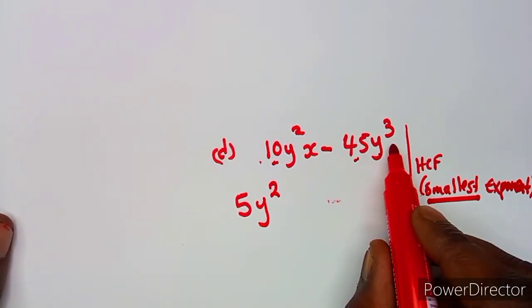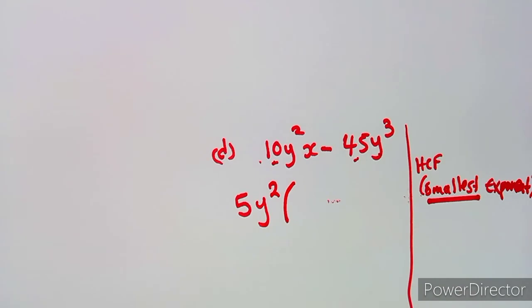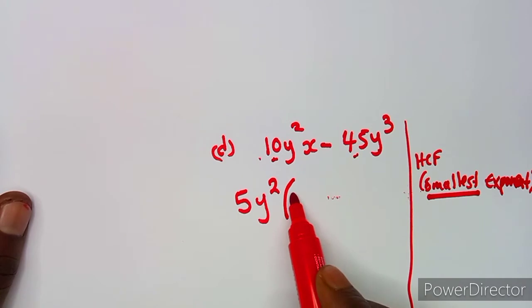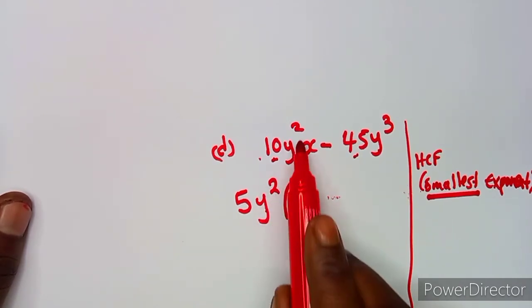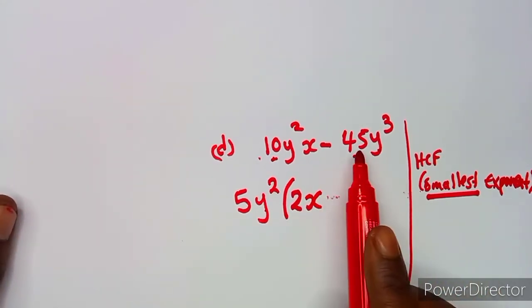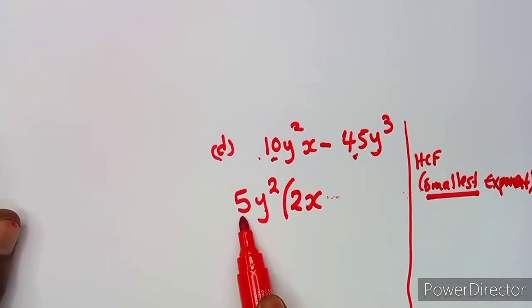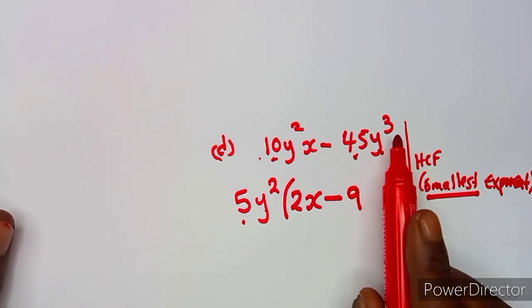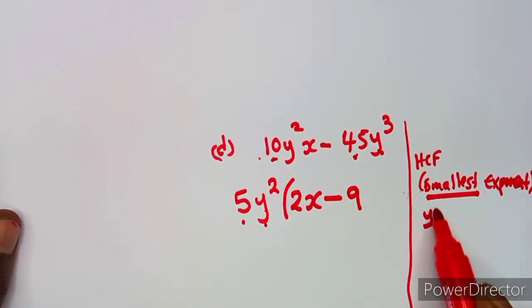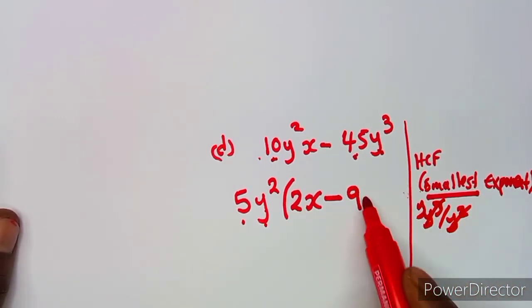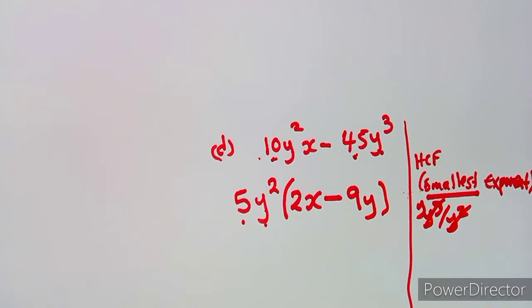X is not common. There is no x here, so we can't factor out x. So we have factored 5y squared. So we're going to divide 10 divided by 5, which is 2. Y squared and y squared will cancel each other, which means you're going to be left with x. Minus 45 divided by 5, which is minus 9 from your calculator. Then you've got y to the exponent of 3 divided by y squared. So as you can see, guys, these are 2 here and these are 3. So you're going to be left with 1y in this case, which is minus 9y.